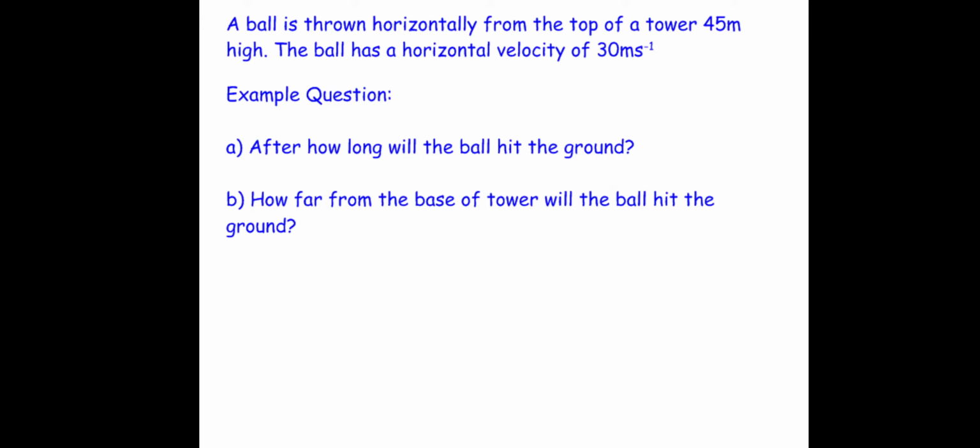Have a go at this one then. Just pause the video and then I'll take you through it. So let's have a look. A ball is thrown horizontally from the top of a tower, 45 meters high. The ball has horizontal velocity of 30 meters per second. Calculate how long it takes for the ball to hit the ground and the range. So essentially this is the same question, it's just more practice. So let's have a look.